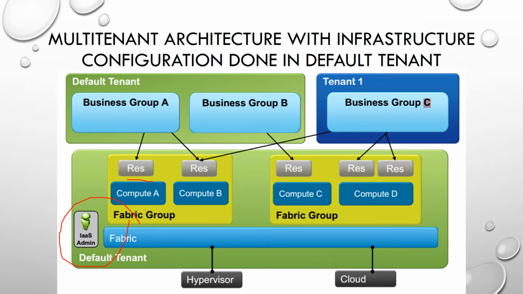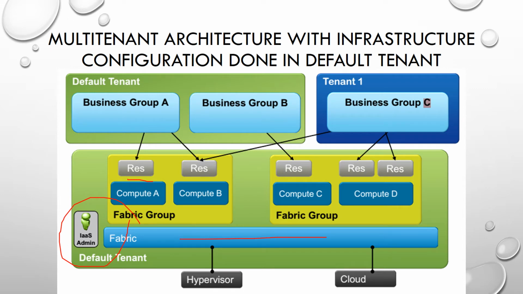However, the tenants are somewhat autonomous in the sense that they are the ones responsible for user account management. Each tenant can have its own identity source, as well as keep track of its catalog items and blueprints, etc. This diagram shows a multi-tenant deployment with centrally managed infrastructure. The IaaS administrator in the default tenant configures all infrastructure resources that are available for all tenants.